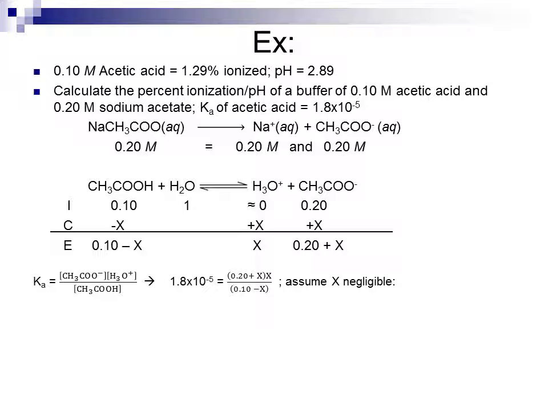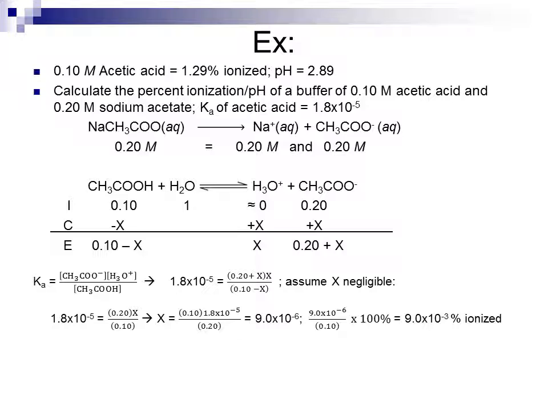Now, assuming x is negligible, we wind up with 1.8 times 10 to the negative 5 being equal to 0.2 times x divided by 0.1. Multiplying both sides of the equation by the reciprocal of 0.2 over 0.1, we get 0.1 times 1.8 times 10 to the negative 5 divided by 0.2 as our x value. This gives us 9.0 times 10 to the negative 6. That becomes our hydronium concentration. As an ionization, 9.0 times 10 to the negative 6 divided by 0.1 as a percentage is only 9.0 times 10 to the negative 3 percent ionized, or 0.009%.